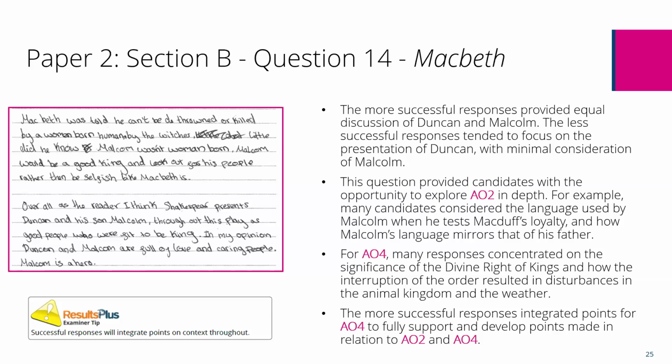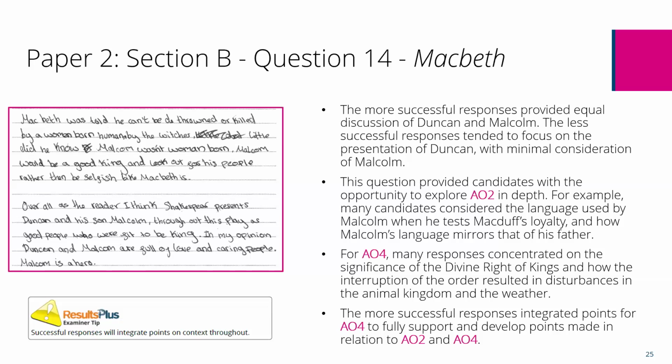Duncan, of course, disappears very early on in the play, and then we have Malcolm. We have the whole thing about the double bluff and how Malcolm behaves when Macduff goes to England. We've got Malcolm as king and how he treats people at the end of the play. So an uneven presentation isn't going to work too well.